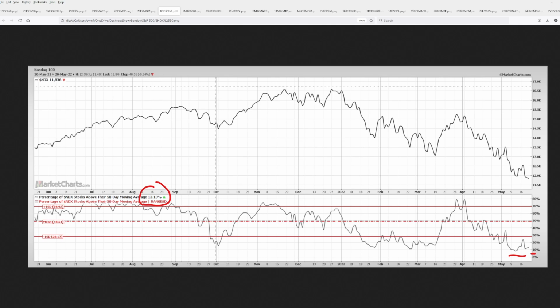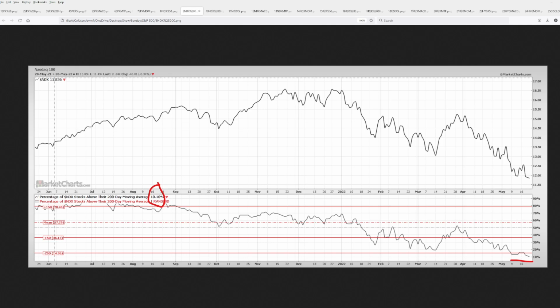And again, why are people coming and buying? Because these levels are pretty low. They're abnormally low. And so when you have this many stocks under their 50-day moving average, people are going to come in and buy them, hoping to drive prices up. They drove the percentage of stocks above their 50-day moving average up a little bit, but price overall went down.